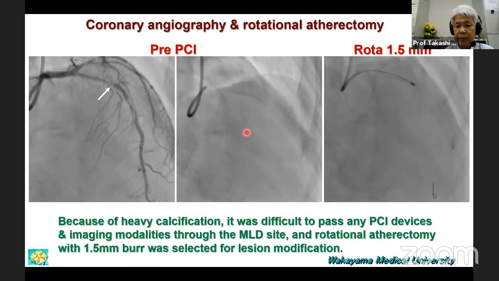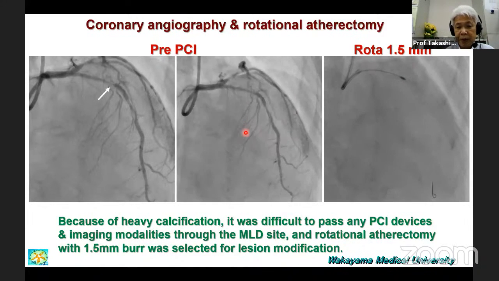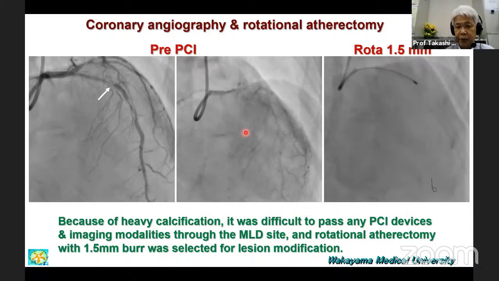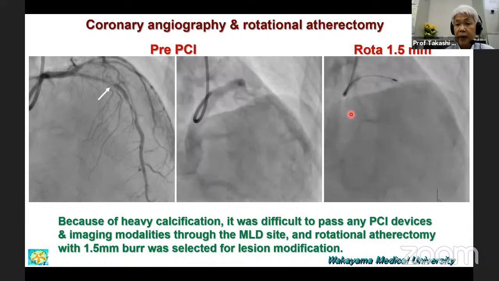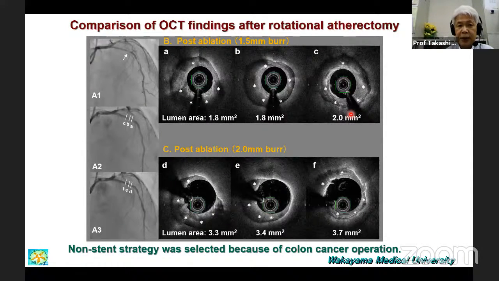Therefore, we did a Rotablator with a 1.5 millimeter burr for lesion modification, as shown in the right-hand side movie, right? And this is the result after Rotablator. Here is the tight lesion. After Rotablator, we can obtain a round-shaped ablation lumen with still significant thick circular calcium. Therefore, we decided to size up the burr to 2 millimeter. And this is the result.